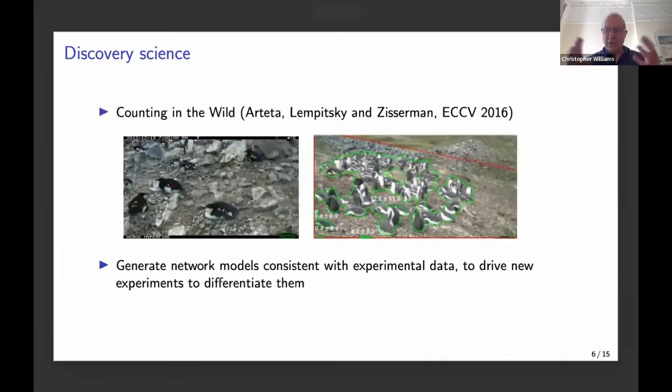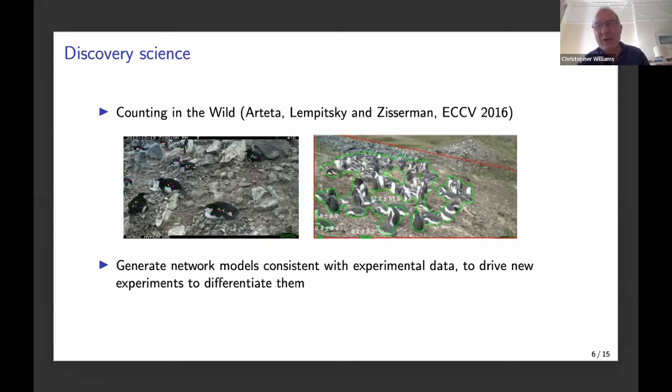So maybe just looking at a few examples of work in these different areas. Quite a lot of what I do as a machine learner could probably be classed as discovery science. One nice example here is this paper, Counting in the Wild, by Arteta et al. from Andrew Zisserman's group in Oxford, where we might be looking at, I think, penguins, and trying to track them and count them. For biologists, we need to turn the video into something much more useful and analyze that data.